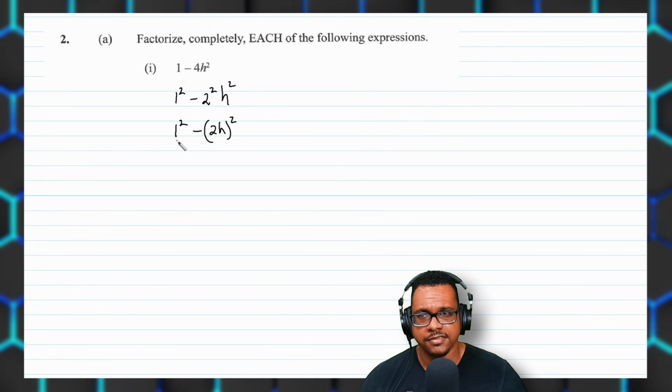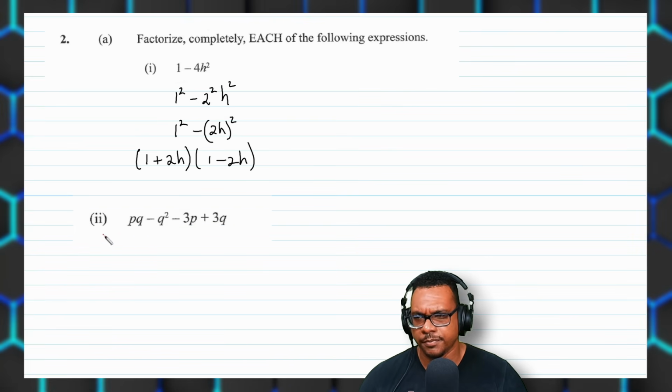So what we have here is the difference of two square numbers, right? Because h is a symbol to represent some number that we don't know, so it's a square number. So this will be a difference of two squares. And if you remember our difference of two squares formula, when you're factorizing, one bracket is plus, one bracket is negative. I'm using 1 and 2h. So we have 1 plus 2h and 1 take away 2h. And that's the answer.